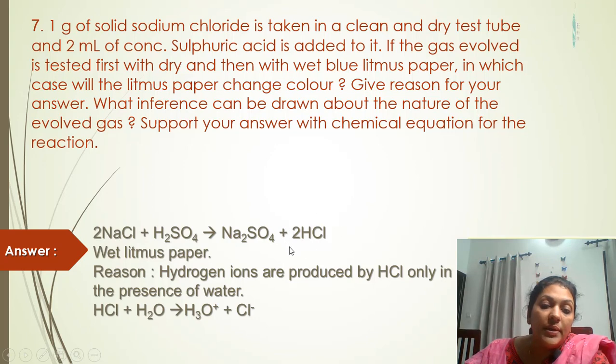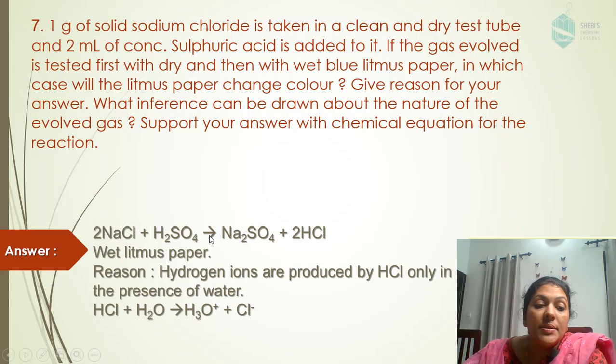This hydrogen chloride gas, we know that even though it's an acidic gas, until it is dissolved in water, it will not show any chemical properties of acids. So, when hydrogen chloride gas is evolved from this reaction, if you test with a dry litmus paper, it will not show any color change, right? But with a wet litmus paper, it will show all the acidic properties. It will change blue litmus into red color. The reason is hydrogen ions are produced by hydrochloric acid only in presence of water.